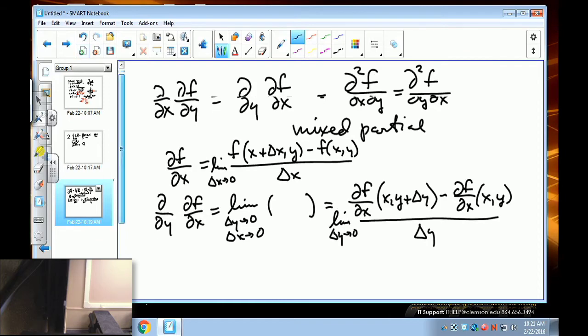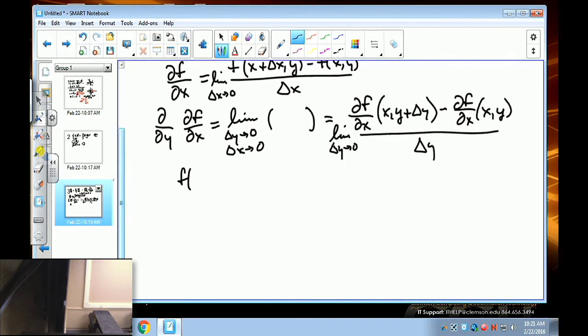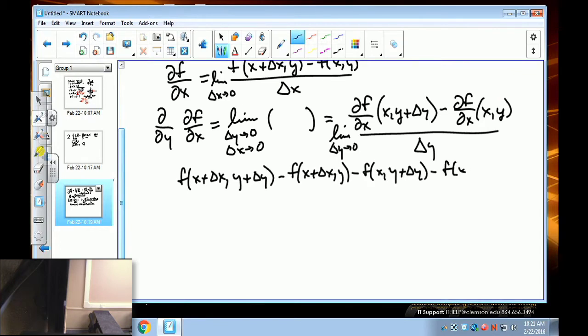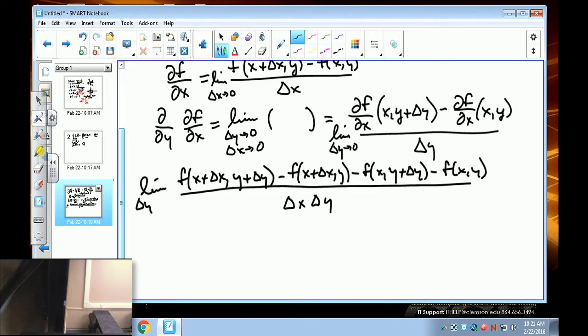Okay, so putting that all together, you find that you have f of x plus delta x, y plus delta y, minus f of x plus delta x, y, minus f of x, y plus delta y, plus f of x, y. You have four terms, and this is all divided by delta x delta y, and you take the limit. Delta y goes to 0, delta x goes to 0. Okay, four terms in that thing.